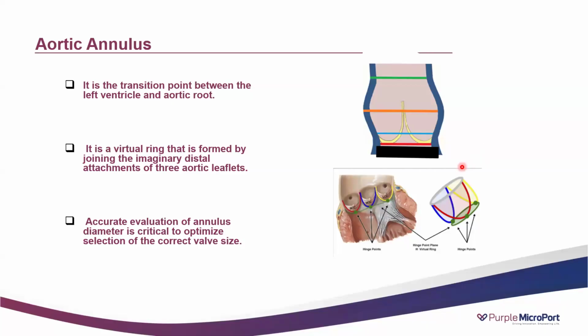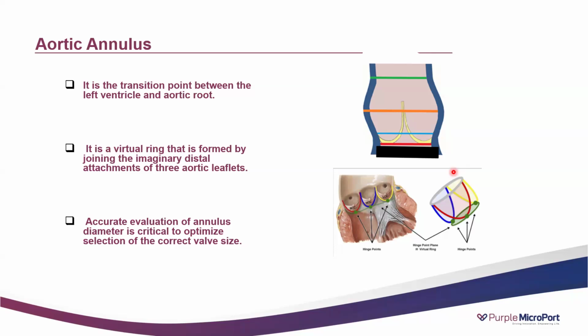So it will make the annulus 21. Or when I am telling it is 24, so we are slightly oversizing. So after the valve implantation, the aortic annulus diameter will be 24. So aortic annulus directly corresponds with your valve size. So the accurate evaluation of this diameter is very important to decide the correct valve size.